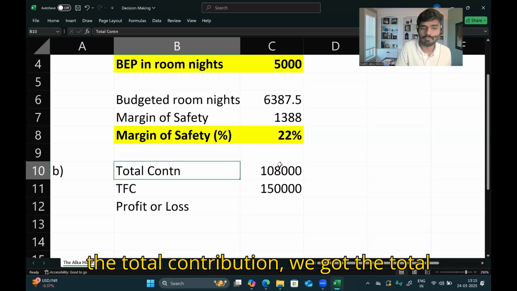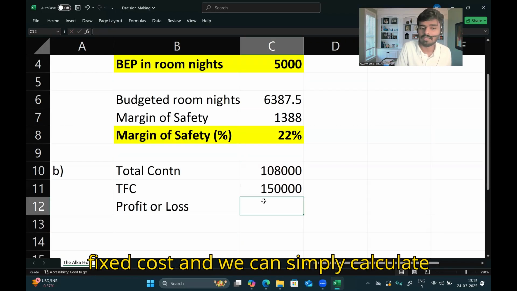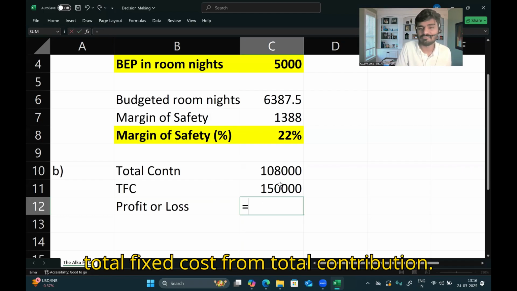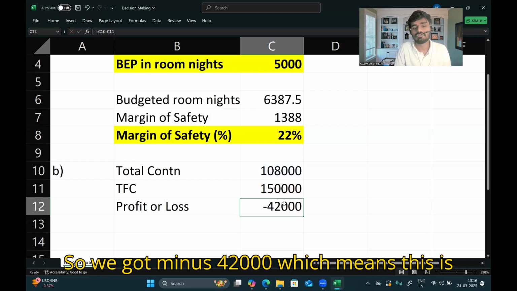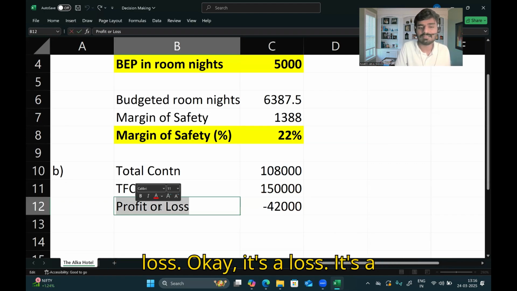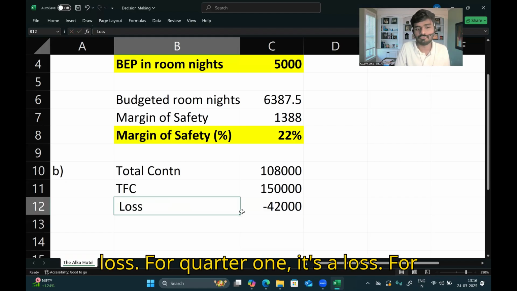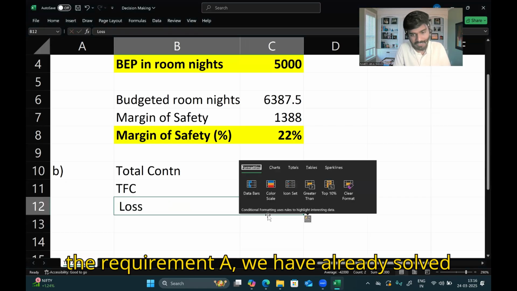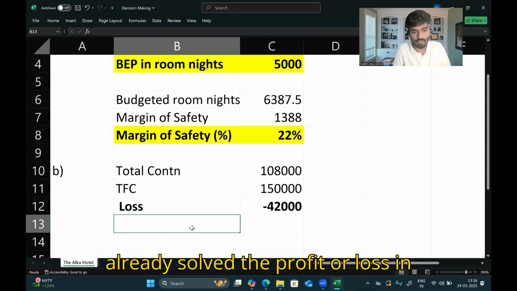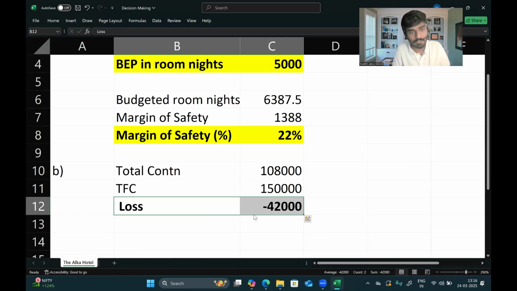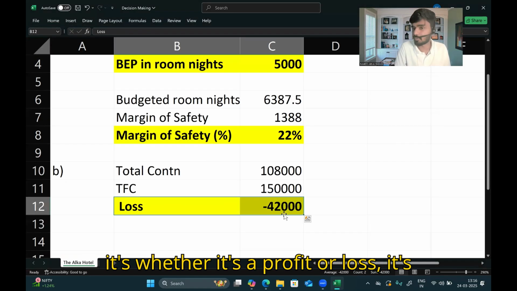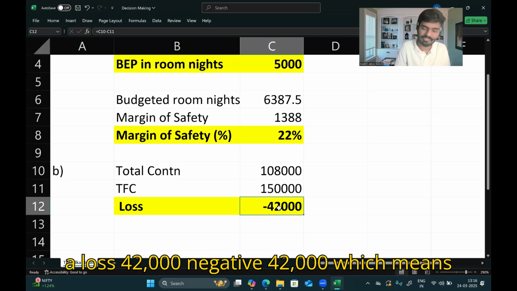So we got the total contribution, we got the total fixed cost, and we can simply calculate profit or loss by subtracting total fixed cost from total contribution. So we got minus 42,000, which is a negative figure, which means it's a loss. It's a loss for quarter one. For requirement B, we have already solved the profit or loss in quarter one. It's a loss of 42,000.